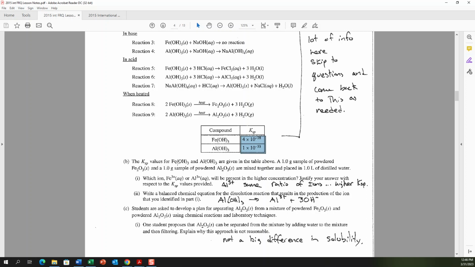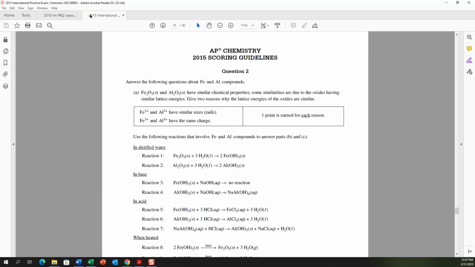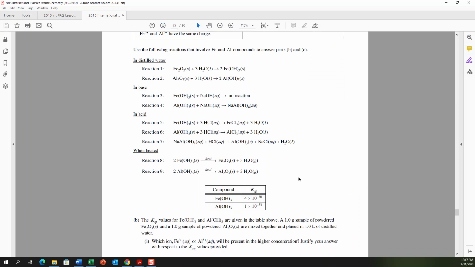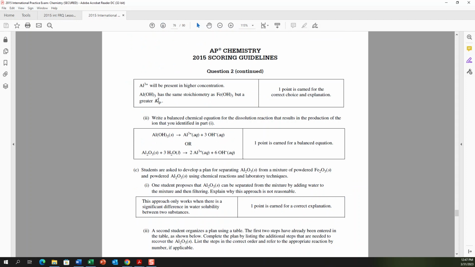The KSP values of iron hydroxide and aluminum hydroxide are given in the table. A 1 gram sample of powder of iron 3 oxide and a 1 gram sample of aluminum hydroxide are mixed together in 1 liter of distilled water. Which ion, iron 3 or aluminum 3, will be present in a higher concentration? Justify. So more aluminum is going to be able to dissolve because it's more soluble. So it would be aluminum 3 plus. And because we're comparing the KSP values there, and we're allowed to compare the KSP values. Well, they tell us to compare the KSP values, but we know that we can, and we don't have to worry about molar solubility. Okay.